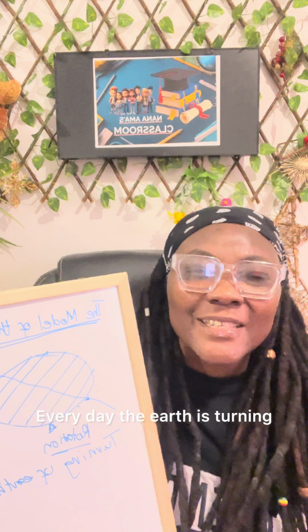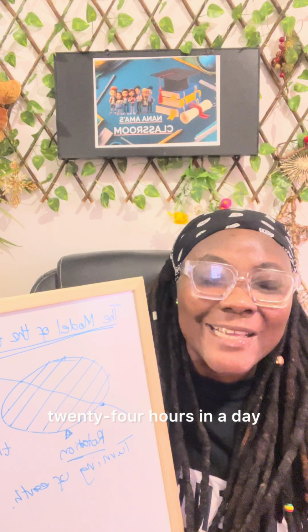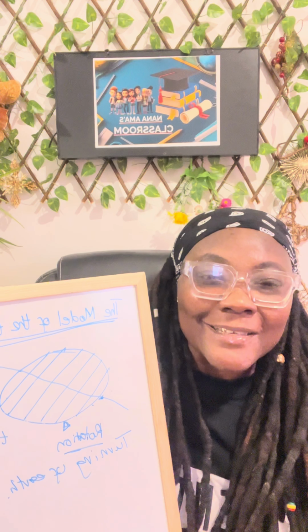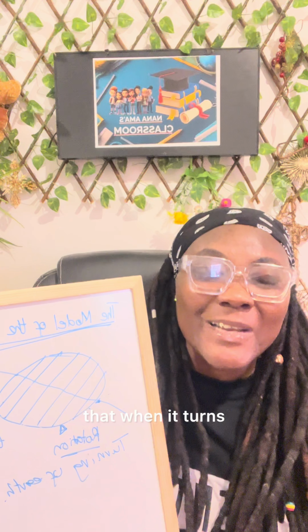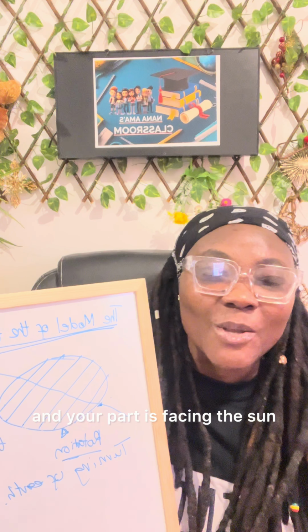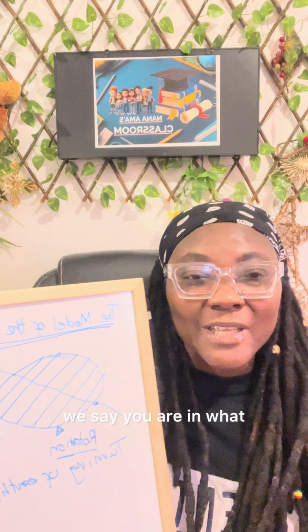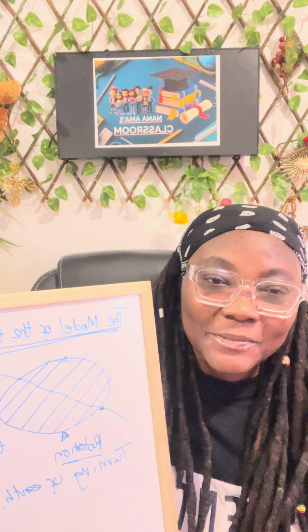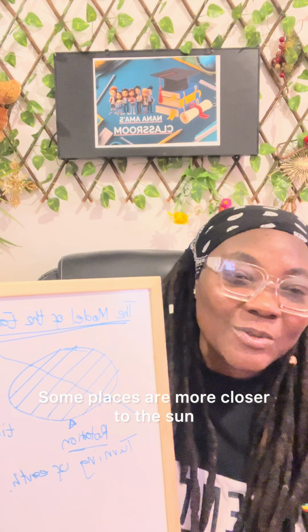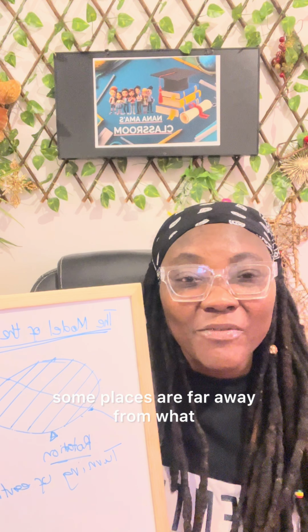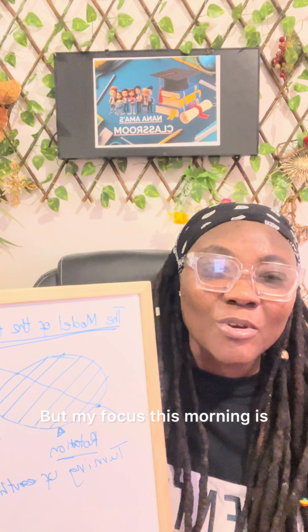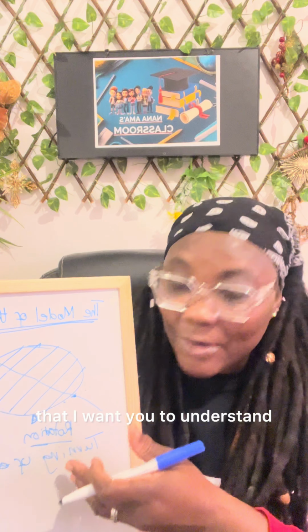Every day the earth is turning, 24 hours in a day. It turns. That's why last time I was explaining to you that when it turns and your part is facing the sun, we say you are in what? Day. And if your part is not facing the sun, we say you are in what? In night. Some places are closer to the sun. Some places are far away from what? From the sun. But my focus this morning is that I want you to understand what is called rotation.